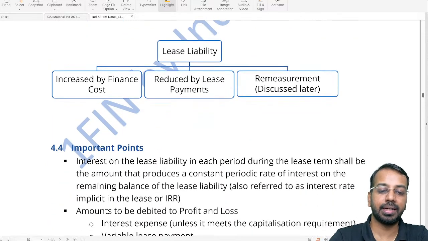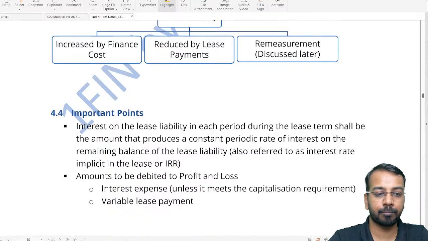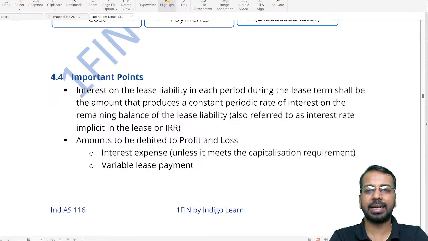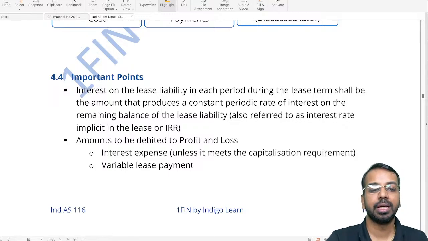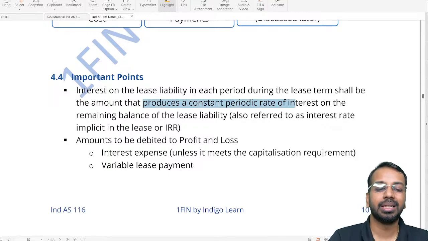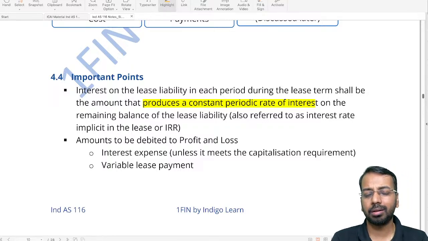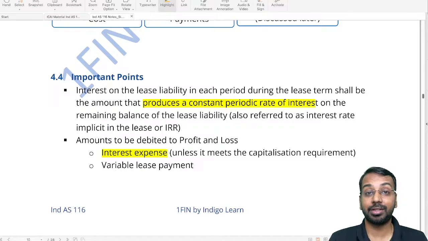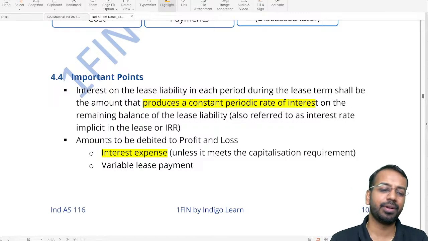Lease liability we have already discussed as to how we will account for it. Now here, this is a slightly tricky point which the standard has mentioned. Interest should be the amount that produces a constant periodic rate of return. Generally, we will use the interest implicit in the lease or the incremental borrowing rate. The interest expense will be debited to P&L. If it meets the capitalization requirement as per borrowing cost, then we'll capitalize it.